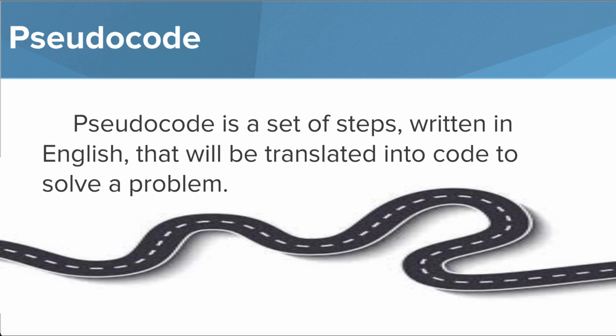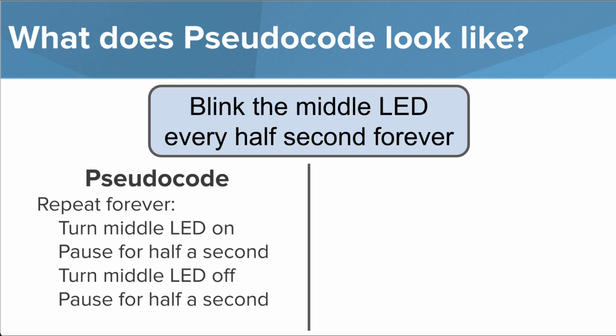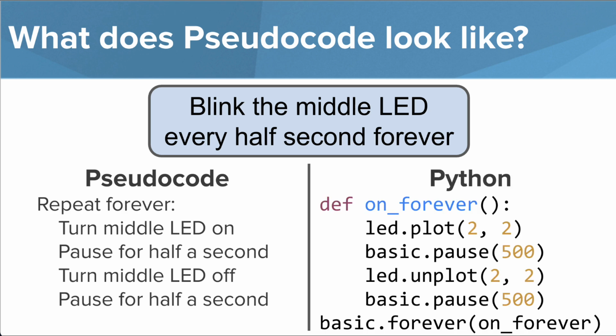We use pseudocode to write out the steps of a problem in English before translating them into code that the computer will understand. Let's take a look at what pseudocode actually looks like and how we use it to plan a program. Let's say our task was to blink the middle LED on our microbit every half a second forever. Our pseudocode might look something like this, where we are breaking the problem into steps, but just writing every step in plain English. We can then use our pseudocode to easily translate our program into Python or whatever programming language we're using. Including the pseudocode steps ensures that we have fully thought out all parts of the problem and limits the amount of bugs that enter our programs.